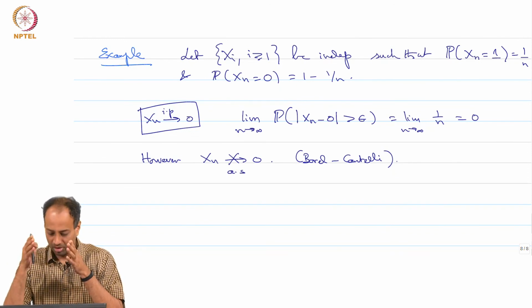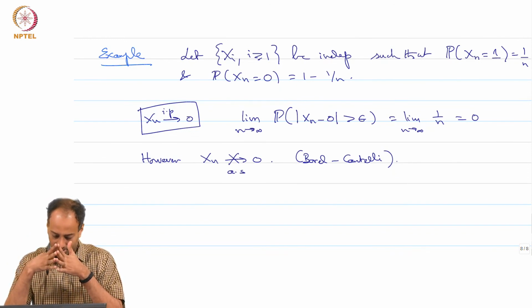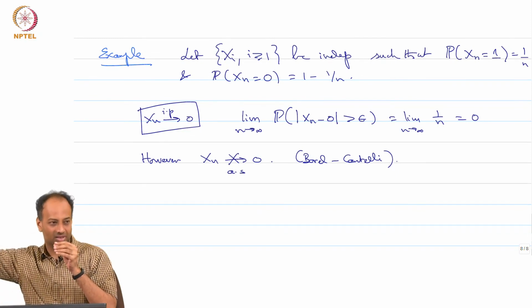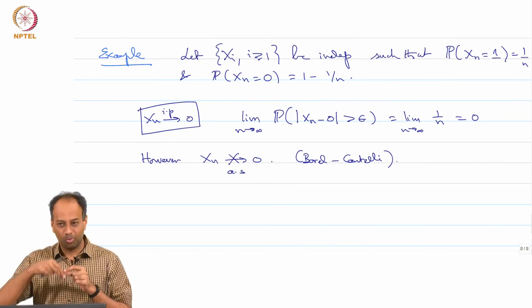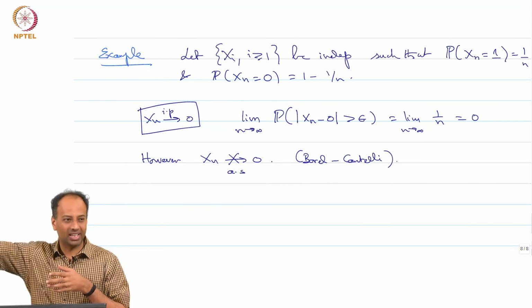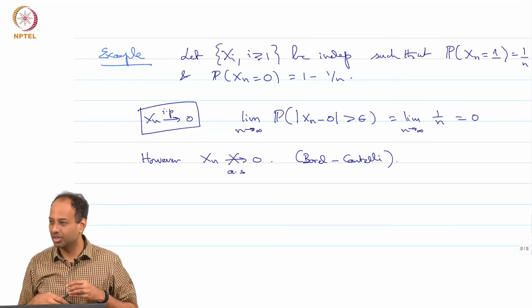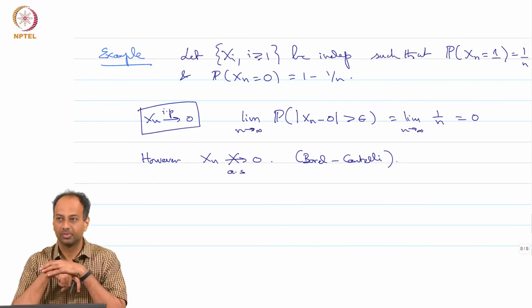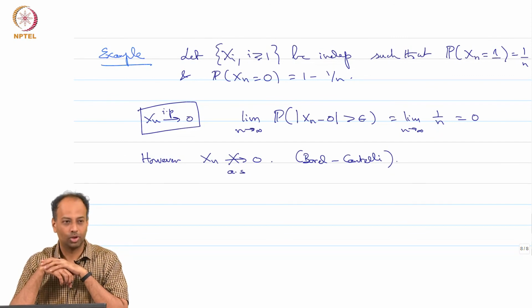This almost sure convergence looks at the convergence of the entire sequence, and in this sequence, although most of the entries are 0, there will be occasionally 1s popping up. So the sequence does not converge to 0. This is a good illustration of this phenomenon. So, this module is finished.